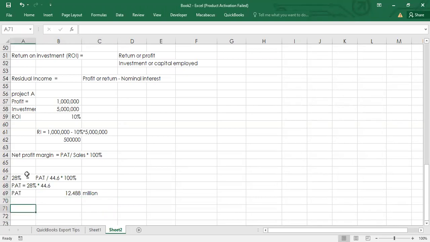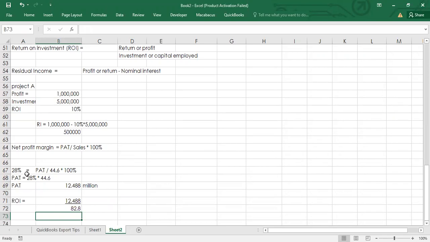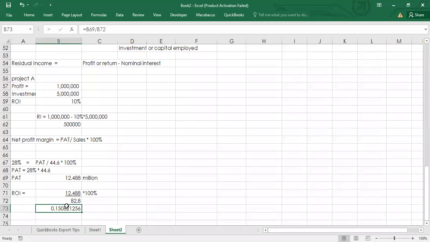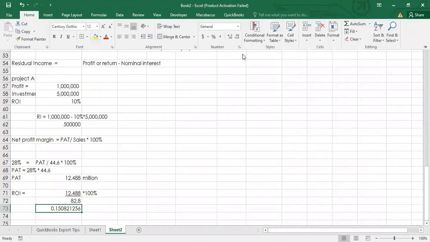Okay, so therefore your return on investment should be that profit, 12.488 million, divided by the investment. The investment given, capital required, was 82.8 million. So this in percentage will be equal to 15%. That will be your answer.